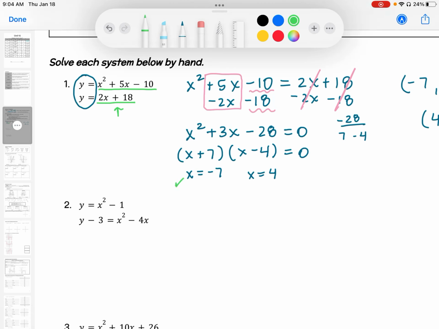So for x equals negative 7, I'm going to plug in, we have y equals 2 times negative 7 plus 18.